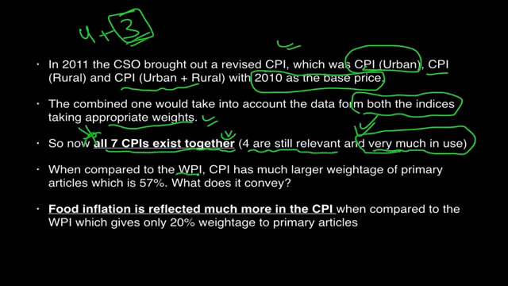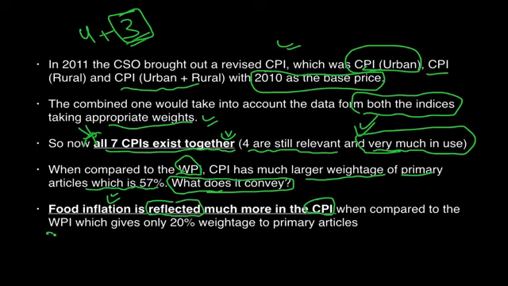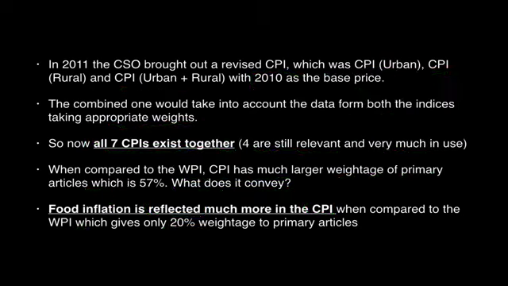Now when compared to WPI, CPI has a much larger weightage of primary articles, which is 57%. What does it convey? This can be asked in assertion reason also. So food inflation, again I am repeating, food inflation is reflected much more in CPI, while it is not reflected as much in WPI, because WPI gives just 20% weightage to primary articles. So I hope it is clear now. It is extremely critical information. The entire video is very high yield.